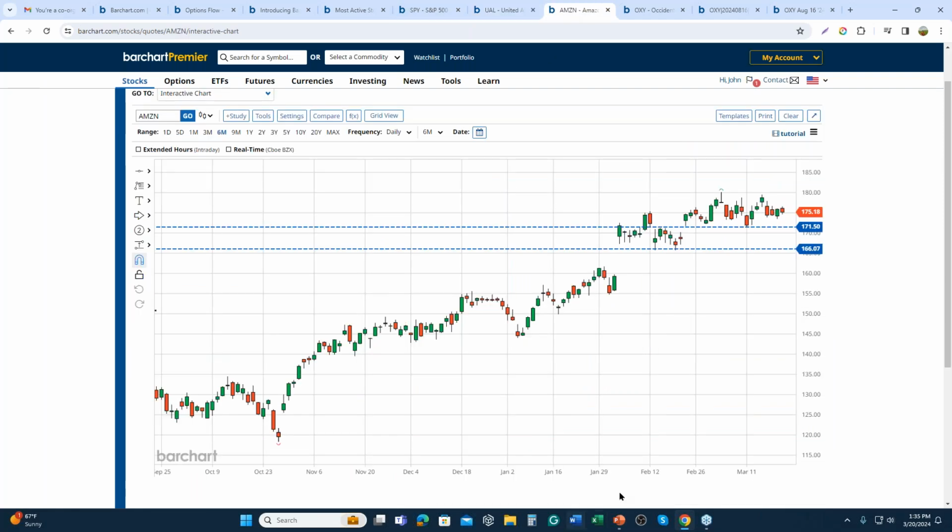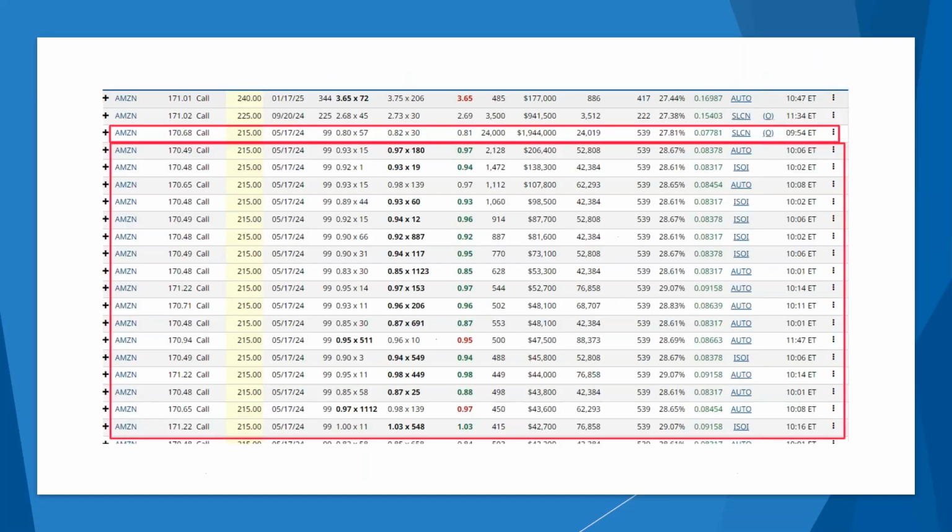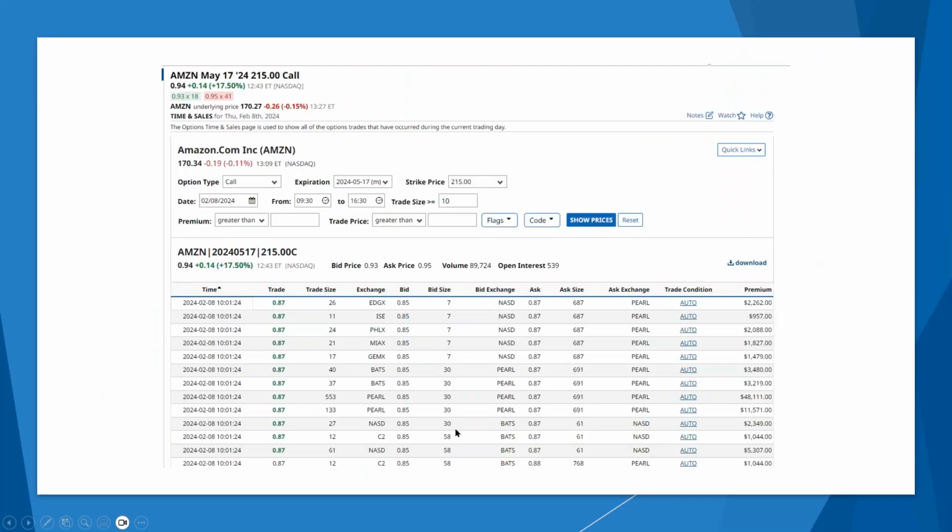So let's go to Amazon. And well, first let's do this. Let's go to my slide here. Again, this is what I was kind of saying. Here's that cluster of trades.